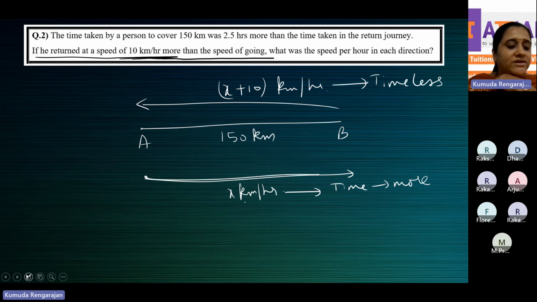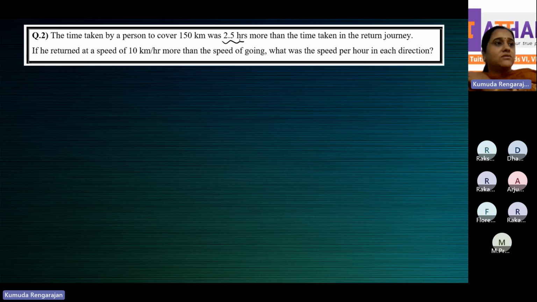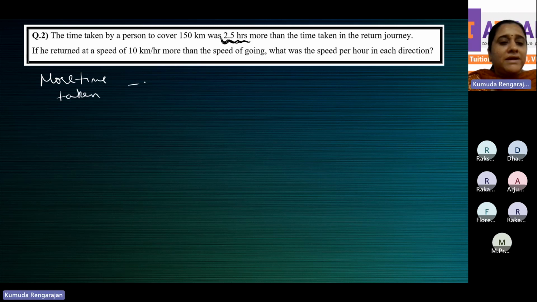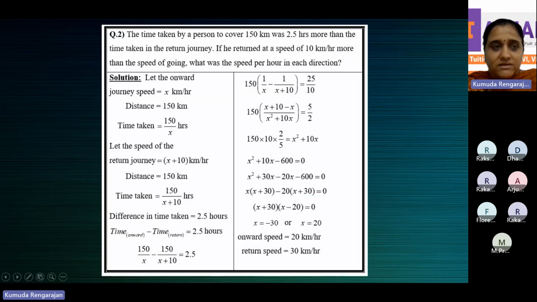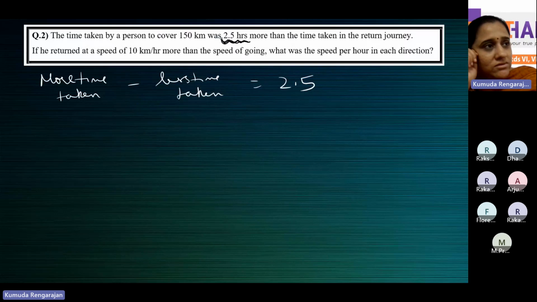Okay. Now, what is the difference in time taken given in the question? 2.5 hours. The difference in the time taken is 2.5 hours. So wherever you take more time taken minus less time taken is equal to 2.5. I'm just constructing the equation for you. The difference in the time taken is 2.5 hours.